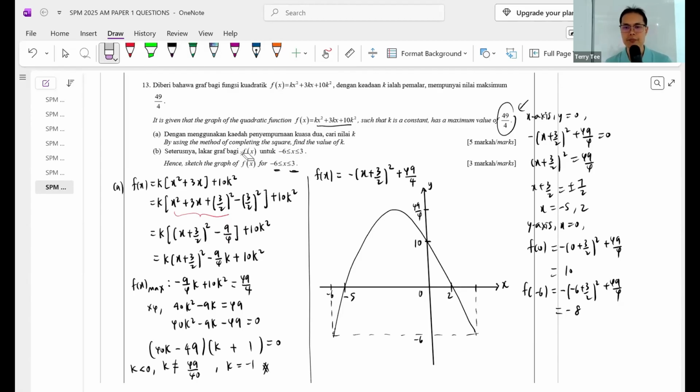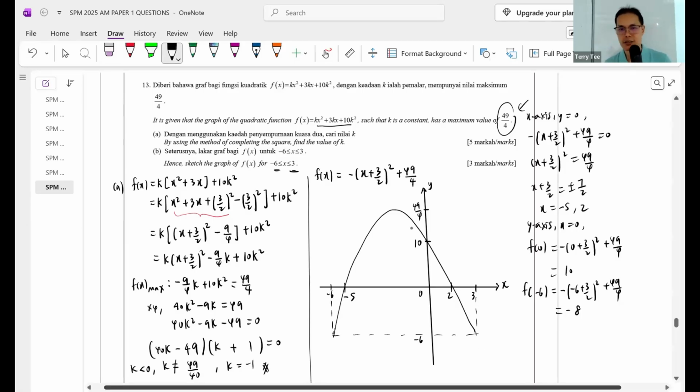So, tell me, this is 3, right? Do you need to count 3? Actually, no need. You know why? It's symmetrical, right? This one is what? Sorry, I forgot. And this is 3, right? This is symmetrical. So I don't need to put it, but if you want to, it's okay. You realize that it's going to be the same. 3 plus 3/2 squared minus 49/4, you're still going to get negative 8.